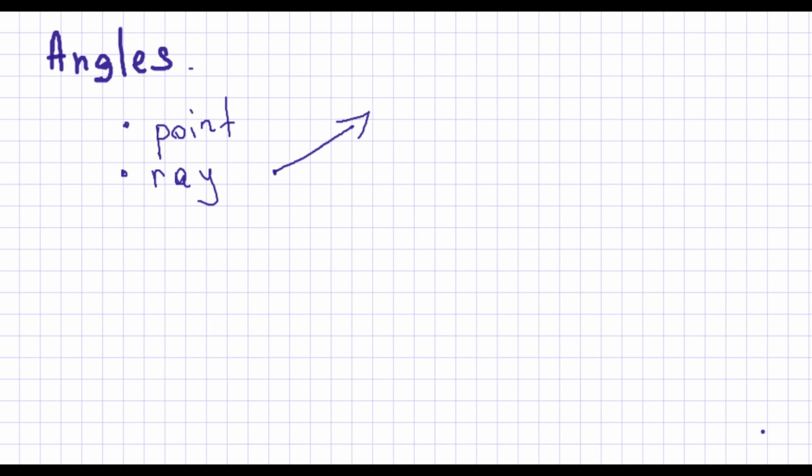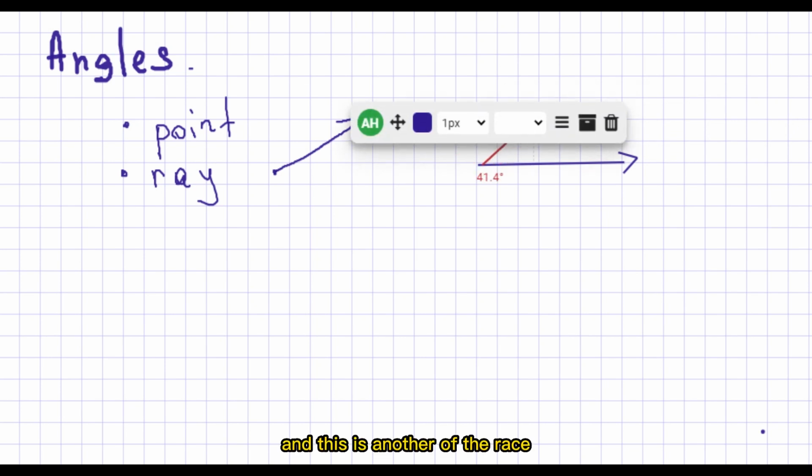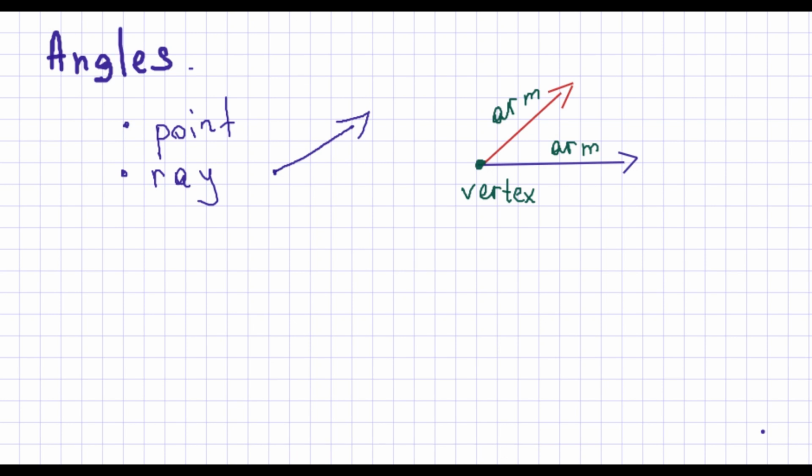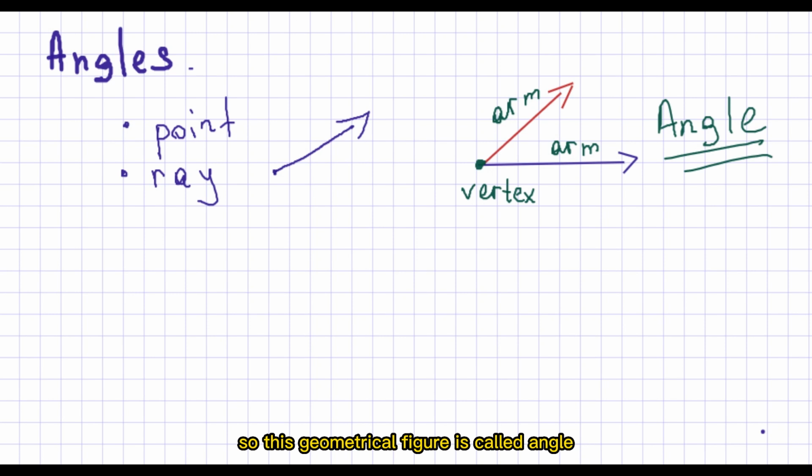Let us see. This is one of the rays. And this is another of the rays. And this is our point. Like we have one point that is called vertex and two rays that are called arms. So this geometrical figure is called angle.